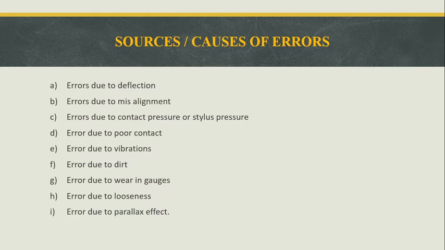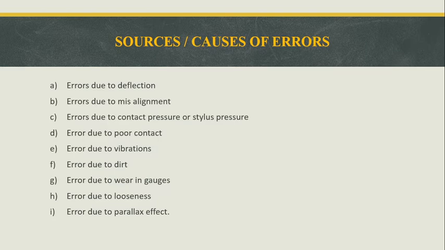Then misalignment. Errors due to misalignment. The axis of the measurement of the measured part should coincide with the axis of the measurement of the measuring instrument. Then only we can avoid this misalignment. If the alignment is not in a proper manner, the error may occur on a particular element.